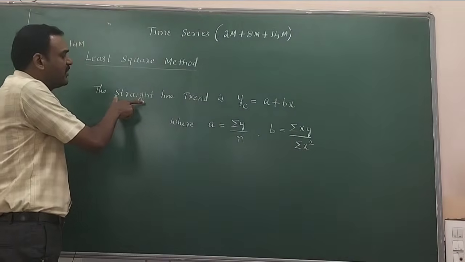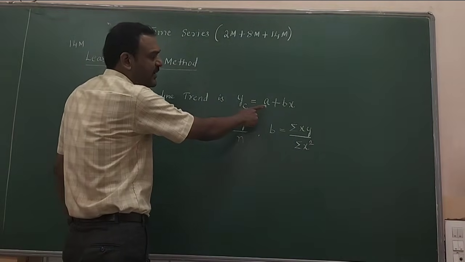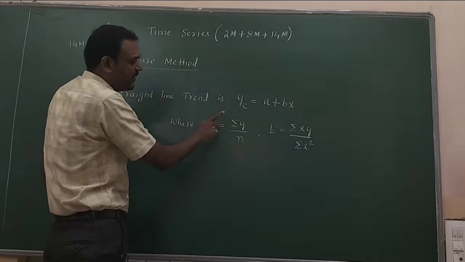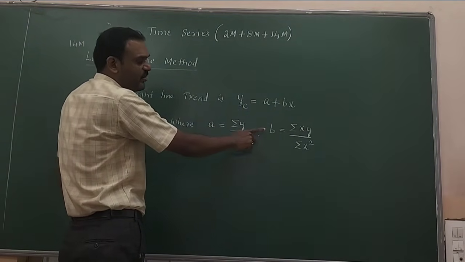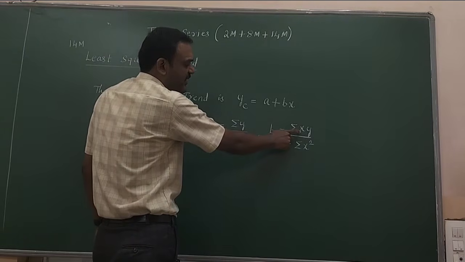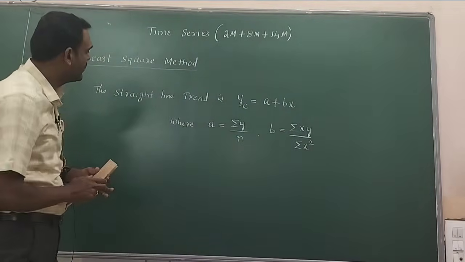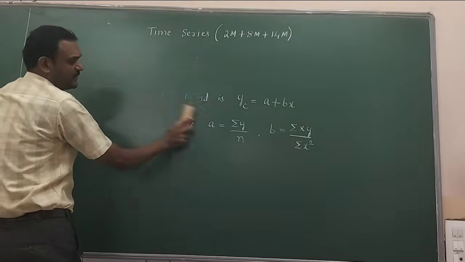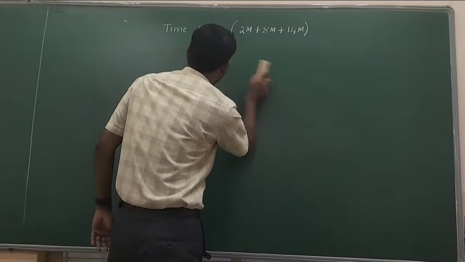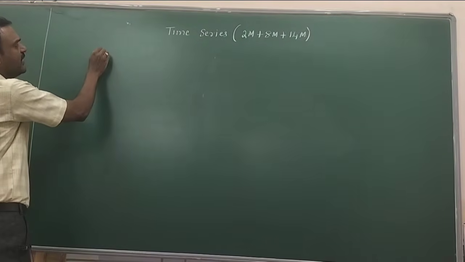Once again I repeat, what is the straight line trend here? Yc equals A plus BX. And what is A? Summation of Y divided by N. And B equals summation of XY divided by summation of X square. Now, I start with one small problem. Suppose, for example, this is the question.